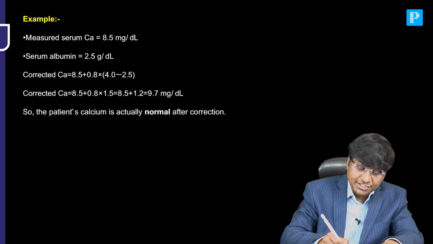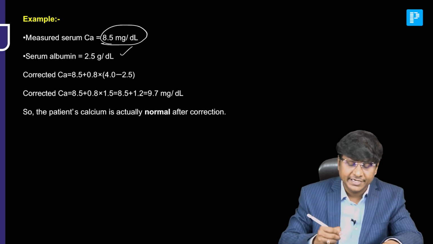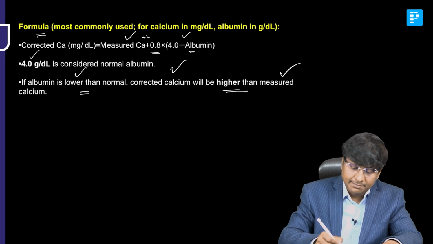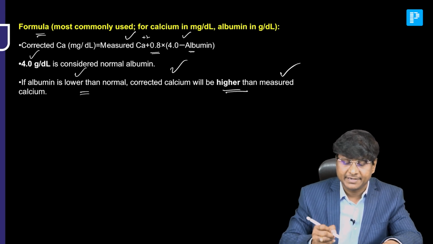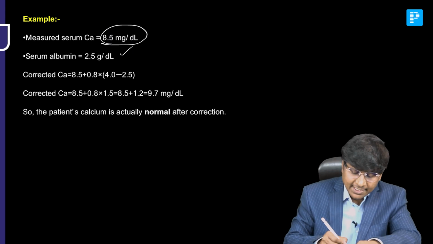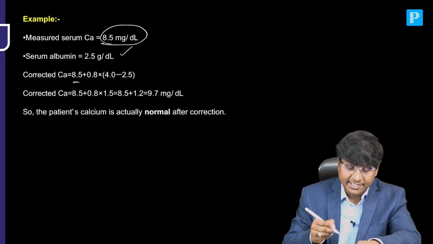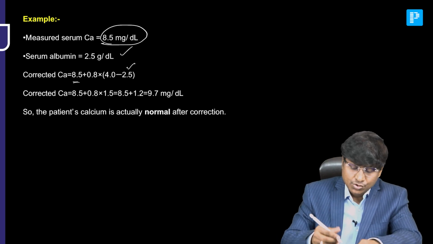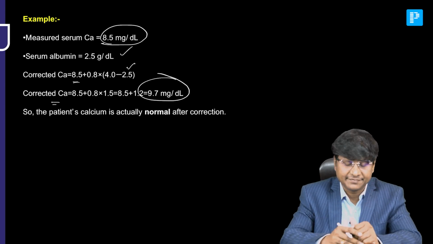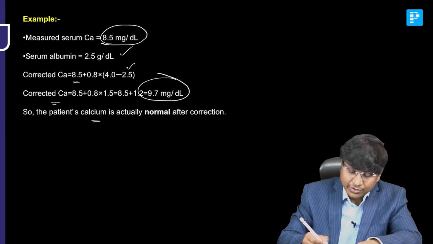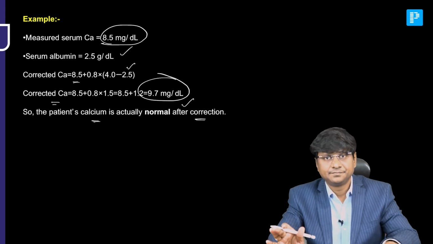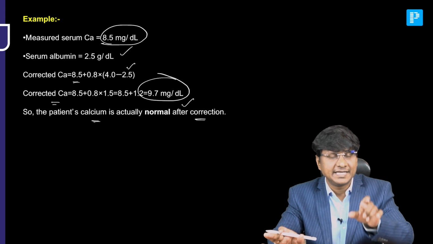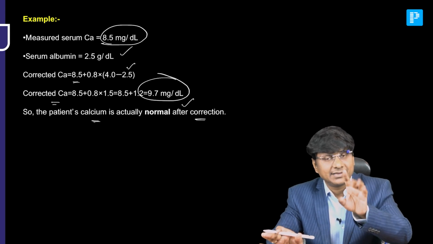Let us assume the measured calcium is 8.5 and the albumin of the individual is 2.5. Let me incorporate these values in the formula. The formula is measured calcium plus 0.8 multiplied by 4 minus albumin. So corrected calcium is equal to 8.5 plus 0.8 multiplied by 4 minus 2.5. What is this 2.5? It is the serum albumin of the patient. So what is the corrected calcium you get? That is 9.7. So if you see here, the patient's calcium is actually normal after the correction. Right? The patient's calcium is normal after the correction. So whenever there is hypoalbuminemia in a given patient, you need to calculate the corrected calcium.